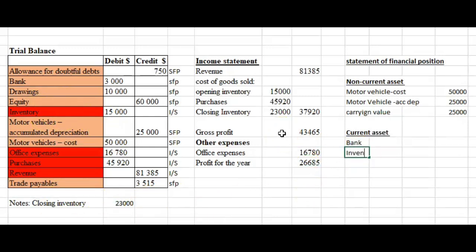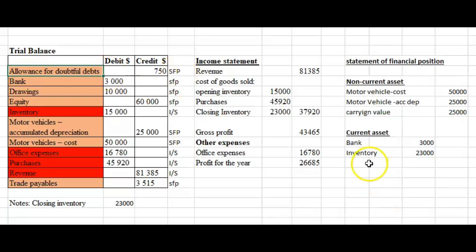In this question, the current assets include bank of 3,000 and inventory, which is the closing inventory of 23,000. We are also given an allowance for doubtful debts of 750. Normally, the allowance for doubtful debts is deducted from trade receivables. However, in this question, there are no trade receivables shown. Therefore, the allowance is deducted from the total current assets.